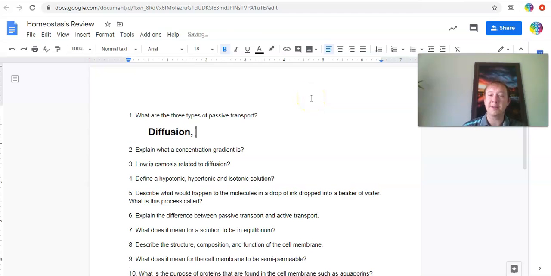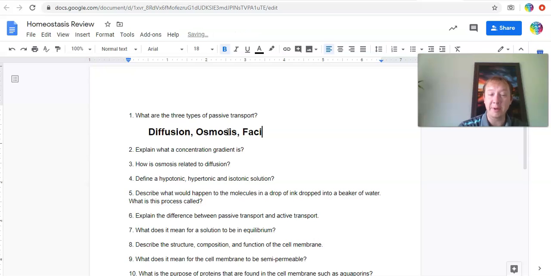Remember, diffusion is simply the movement of particles from an area of high concentration to an area of low concentration. The next one is osmosis. Osmosis is kind of the same thing as diffusion, but it's the movement of water molecules through a membrane, from high to low concentration. So diffusion, an easy example, is putting a drop of water in a glass and watching it spread out. Osmosis is the same thing, but it's the water going through a membrane.